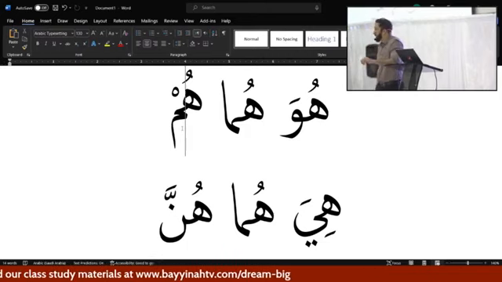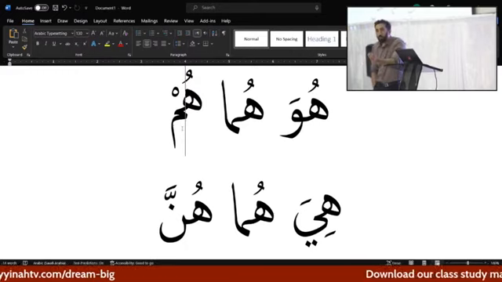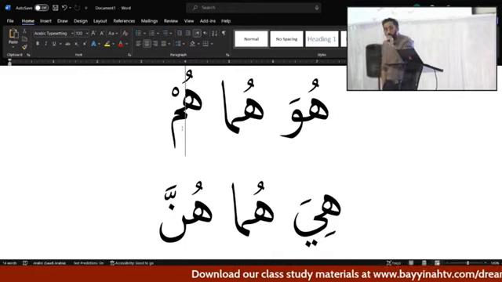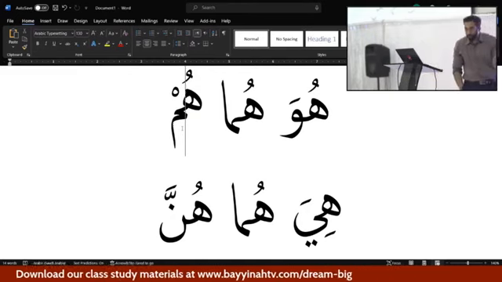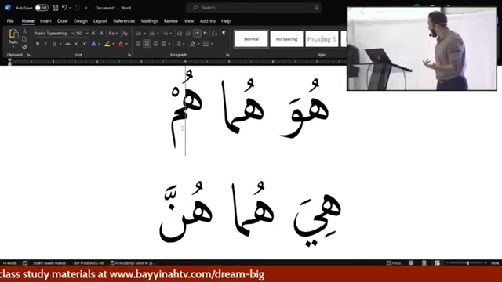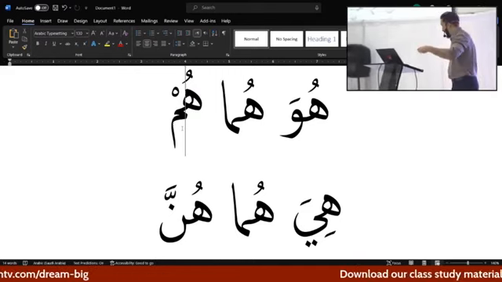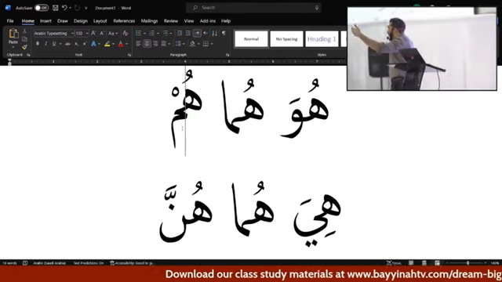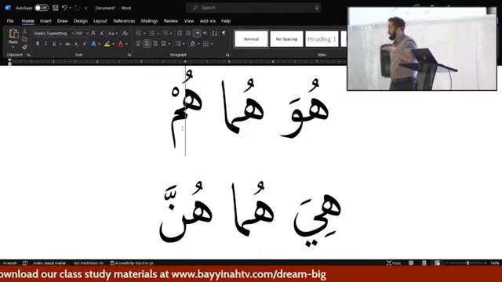What 2 properties? Number and gender, and those come from the meaning. What does huwa mean? He, which means it's singular and masculine. What does huma mean? Both of them, which means it's 2 and masculine. What does hum mean? They, which means it's plural and masculine, and now I know 4 properties of all of them.